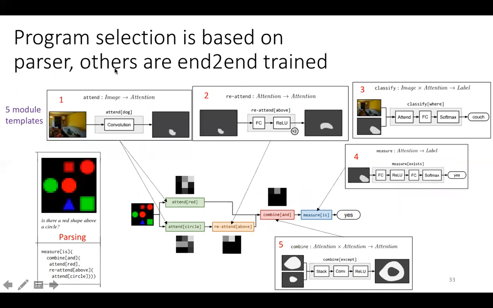The program selection is beyond the parser, right? So you need to pre-train the parser. Other things are trained end-to-end, and they design five types of modules, designed for different types of tasks. For example, attention tasks, labeling, classify tasks, measurement tasks, or combining all of them. So by combining the five templates together, the final model is very powerful and can answer a lot of questions. And they need to use some NLP parsing tool to parse the question into the layout here, as you can see.